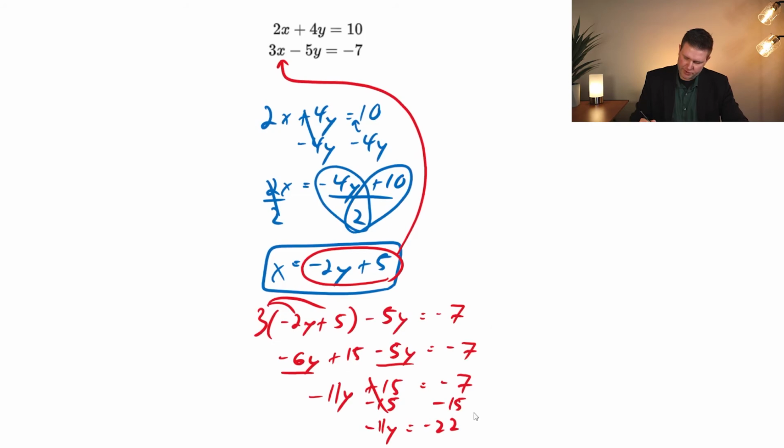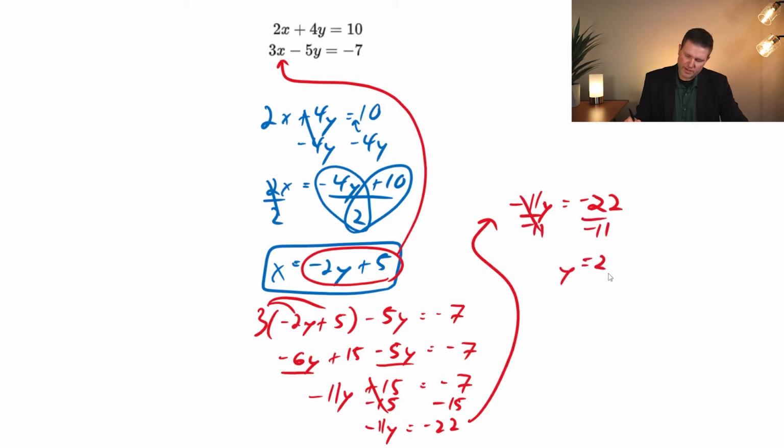And then I'm just going to bring this up here. Negative 11y equals negative 22. Divide both sides by negative 11. And y is 2. So now that we have what y is, we can take this and plug it into, remember, the equation that already has a variable isolated, which is this one that we made where we isolated x. So take this guy, plug it in right there.